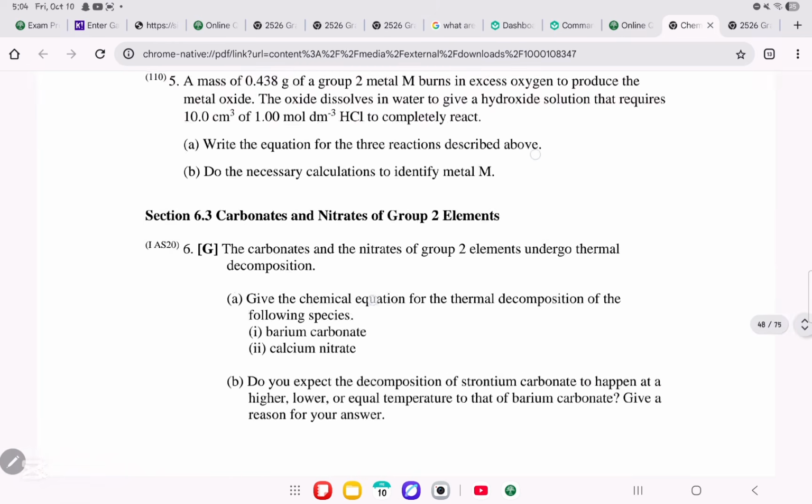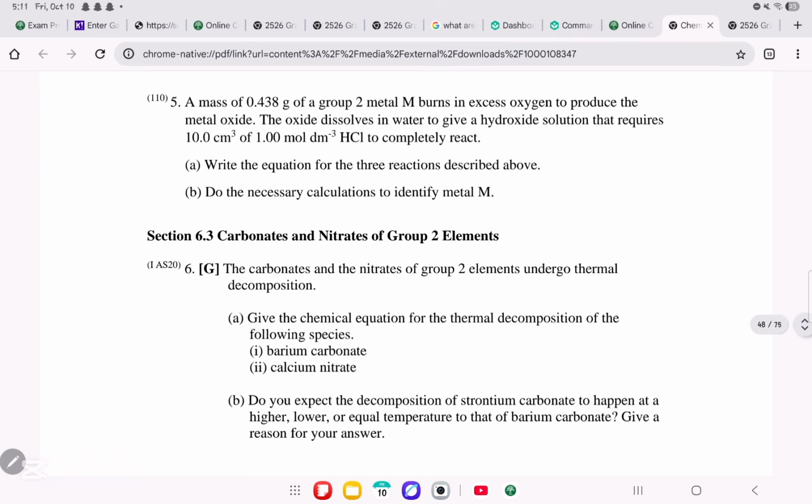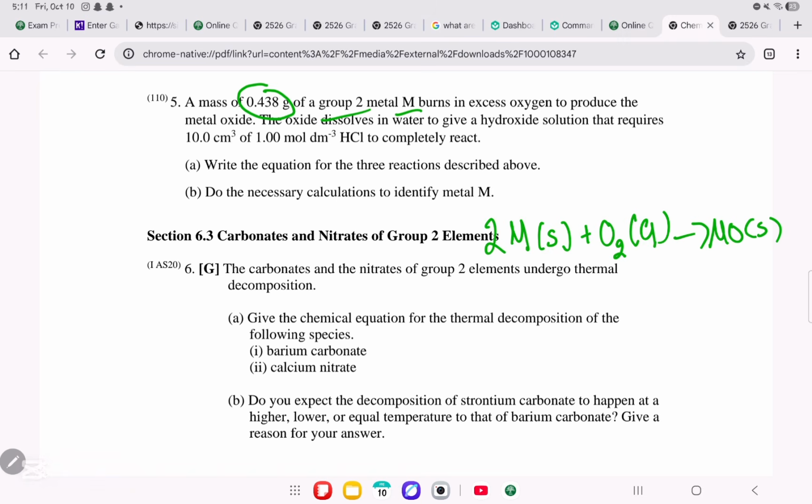Perfect. Now we move on to question number 5. Question number 5. A mass of 0.438 grams of a group 2 metal M burns in excess oxygen to produce metal oxide. So what is the reaction? Metal, solid, reacts with O2, gas, to give us metal oxide solid, because we said they are in group 2. So to balance it, you just need to put a 2 over here.